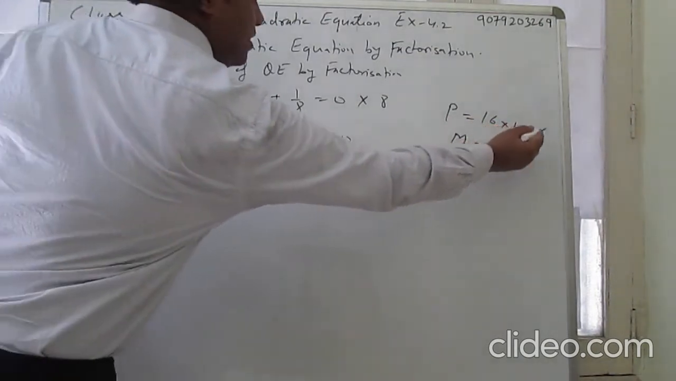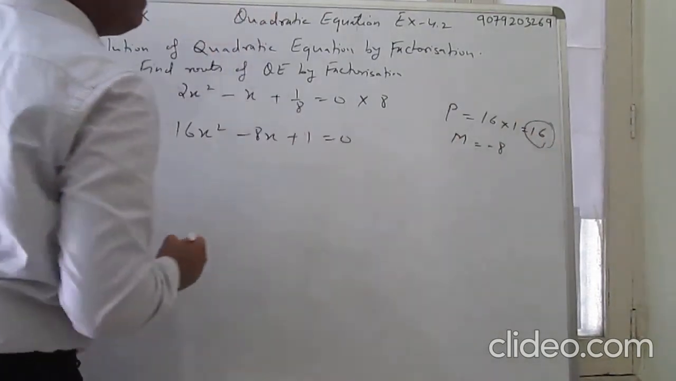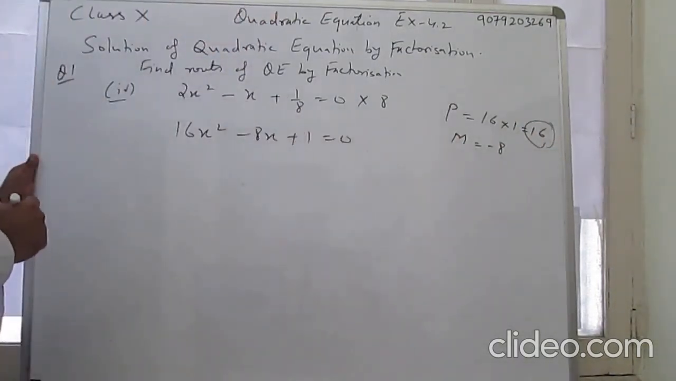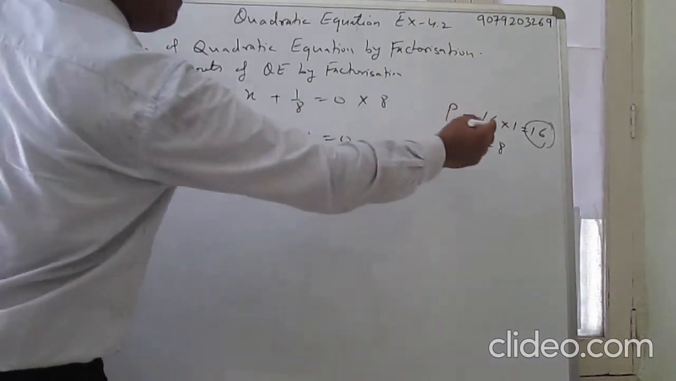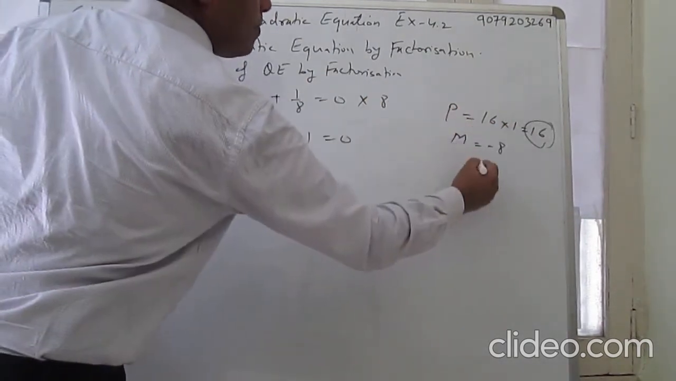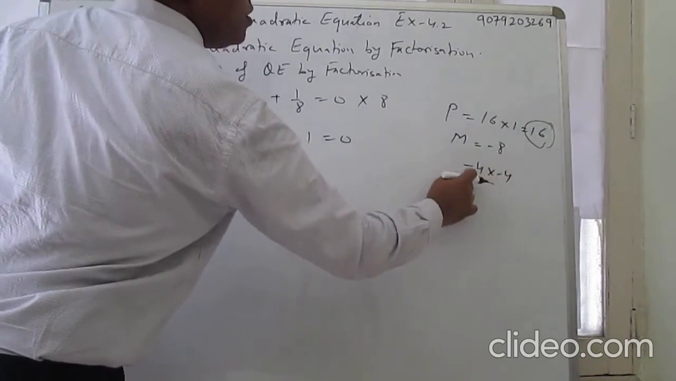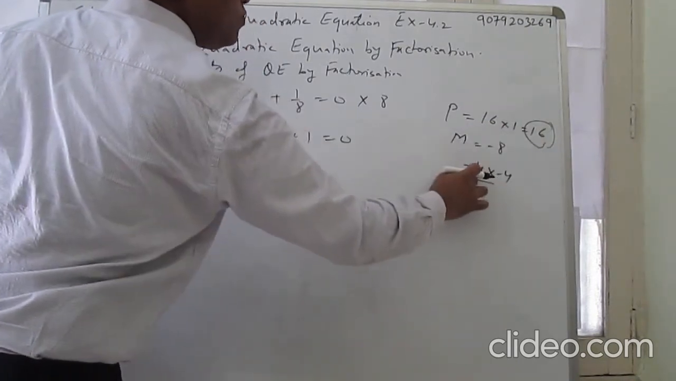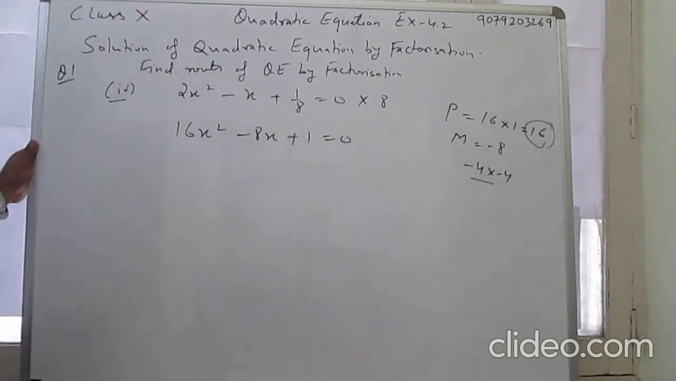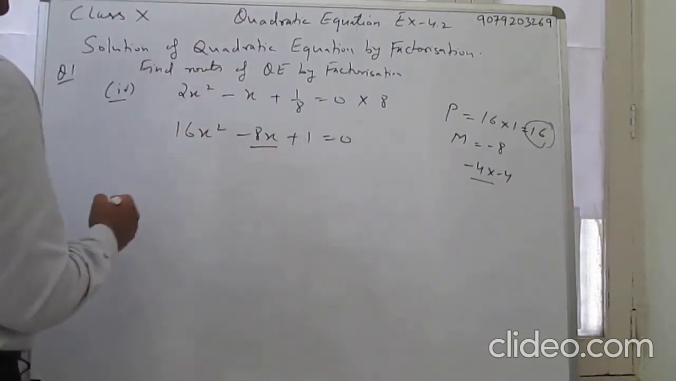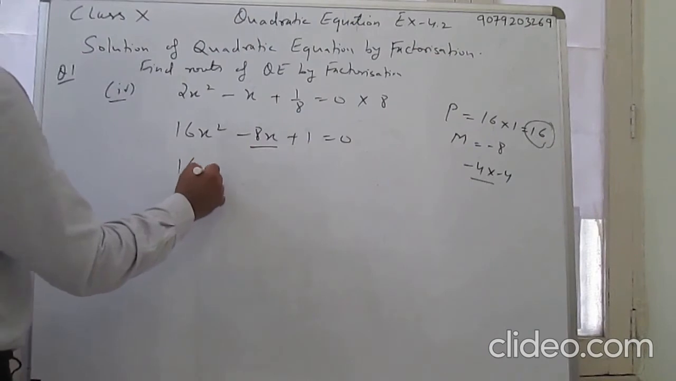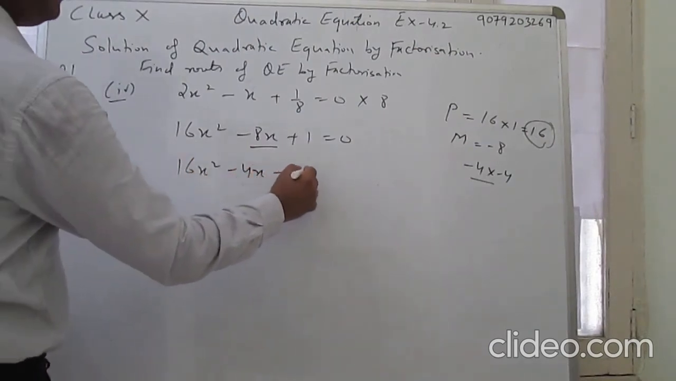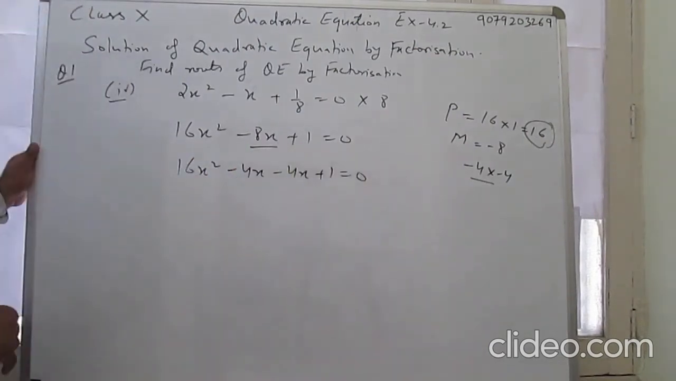So what is the factor of this? What factors of 16 will you take? It is minus 4 and minus 4. Minus 4 into minus 4 is 16, and minus 4 and minus 4 add to minus 8. So instead of this you can write 16x square minus 4x minus 4x plus 1 is equal to 0.